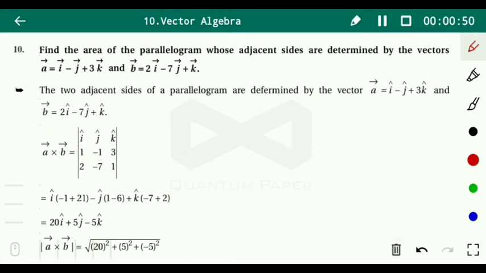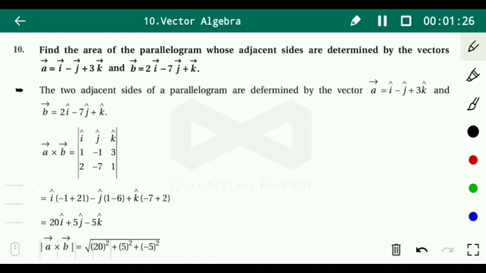Now we have to simplify it, so we get the value of i bracket minus 1 plus 21, then j bracket 1 minus 6, and plus k bracket minus 7 plus 2, ones are 2. So we get the value of A cross B: 21 minus 1 will be 20i, minus 6 plus 1 will be minus 5, which gives plus 5j, and minus 7 plus 2 will be minus 5k. So we get 20i plus 5j minus 5k.